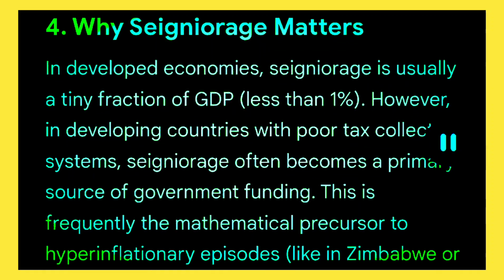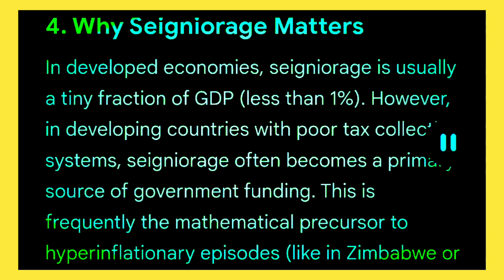4. Why seigniorage matters. In developed economies, seigniorage is usually a tiny fraction of GDP, less than 1%. However, in developing countries with poor tax collection systems, seigniorage often becomes a primary source of government funding. This is frequently the mathematical precursor to hyperinflationary episodes, like in Zimbabwe or Venezuela.